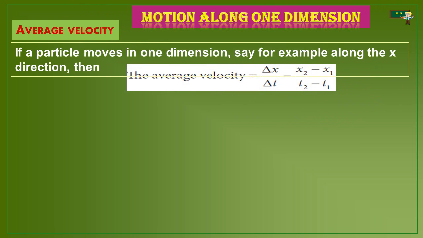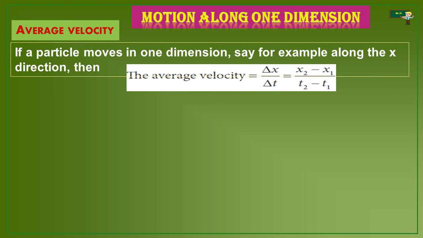Motion along one dimension. Let's see what we mean by the average velocity. The average velocity is also a vector quantity, but in one dimension we have only two directions. One is the positive direction and another one is the negative direction. Hence, we use positive and negative signs to denote the direction in average velocity.